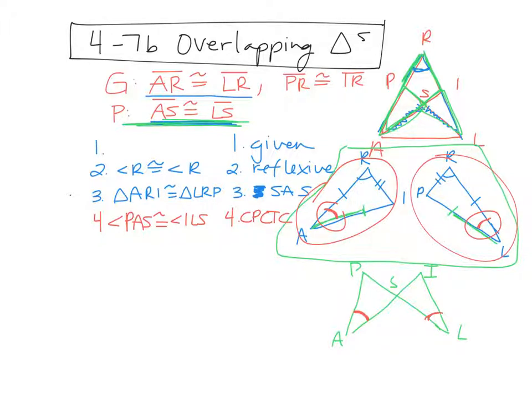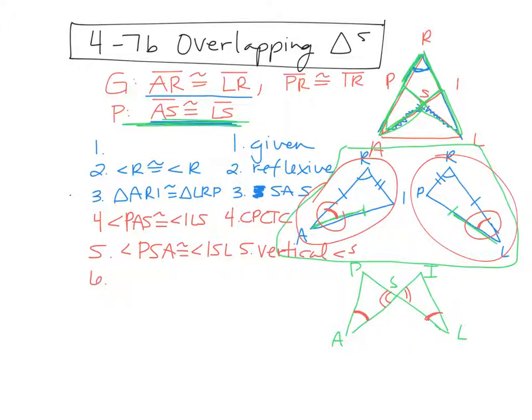So we can use CPCTC, okay? Well, that means that I can mark them here also. Do you see anything else in these two triangles that are congruent? Angle PSA and angle ISL. Right, these two angles here. Why are those congruent? Vertical angles are congruent. So angle PSA is congruent to angle ISL because of vertical angles. Sorry for the mess.